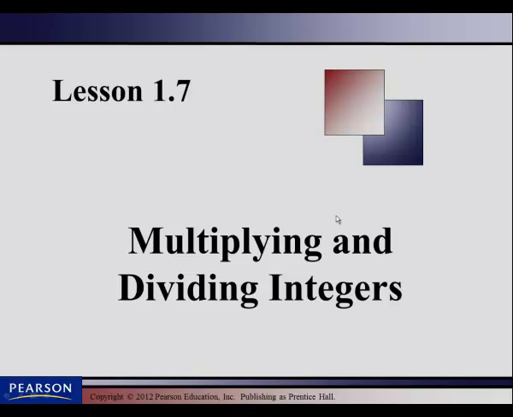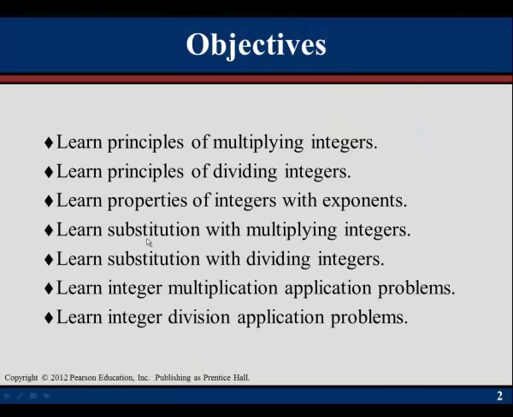Okay, this is lesson 1.7, multiplying and dividing integers. Our objectives here are to learn the properties of multiplying and dividing integers, and also the properties of integers with exponents in them, what happens when an integer has an exponent. Learn substitution. When we substitute integers into a problem, we have to use the order of operations.